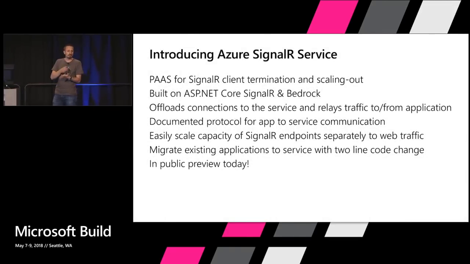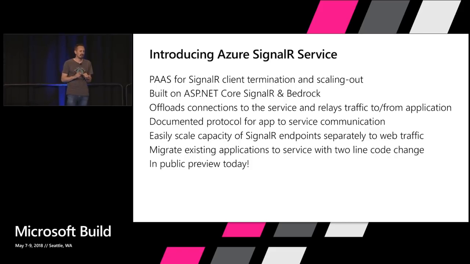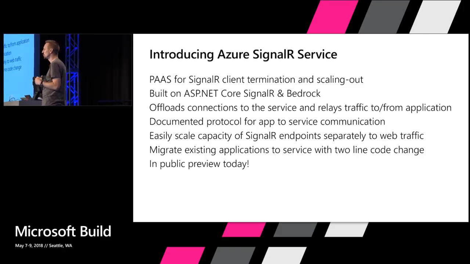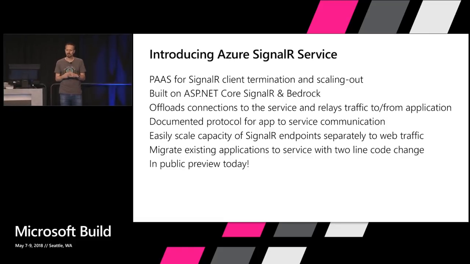It is a platform as a service specifically for terminating the SignalR clients in your application. Your app doesn't run there. Your app runs in a Docker container on AKS, or on Azure App Service, or on a VM that you stand up behind a scale set in Azure Compute. It runs wherever you want, but the SignalR clients all go to the Azure SignalR Service paths that you configured. It's built on ASP.NET Core SignalR and Bedrock, all the same stuff that we just showed you. We have been working directly with the Azure team as we build SignalR and Bedrock to make sure it can work for this.